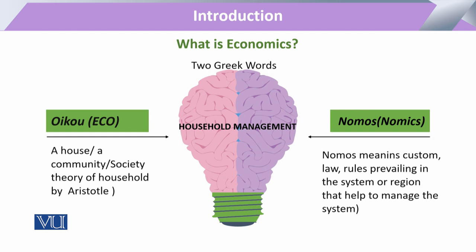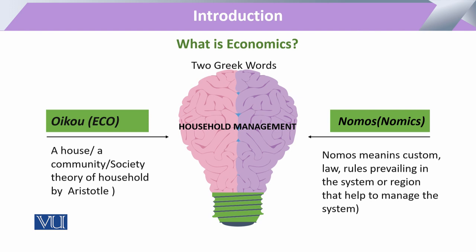Economics, as we see, is the combination of two parts, eco and nomic. These are basically derived from two Greek words. One is eco, with the different spelling O-I-K-O-U, and the other is nomos. This eco was the concept given by Aristotle, and that concept was the household or the house. And nomos means the rules, the laws, the norms that were prevalent at that time.